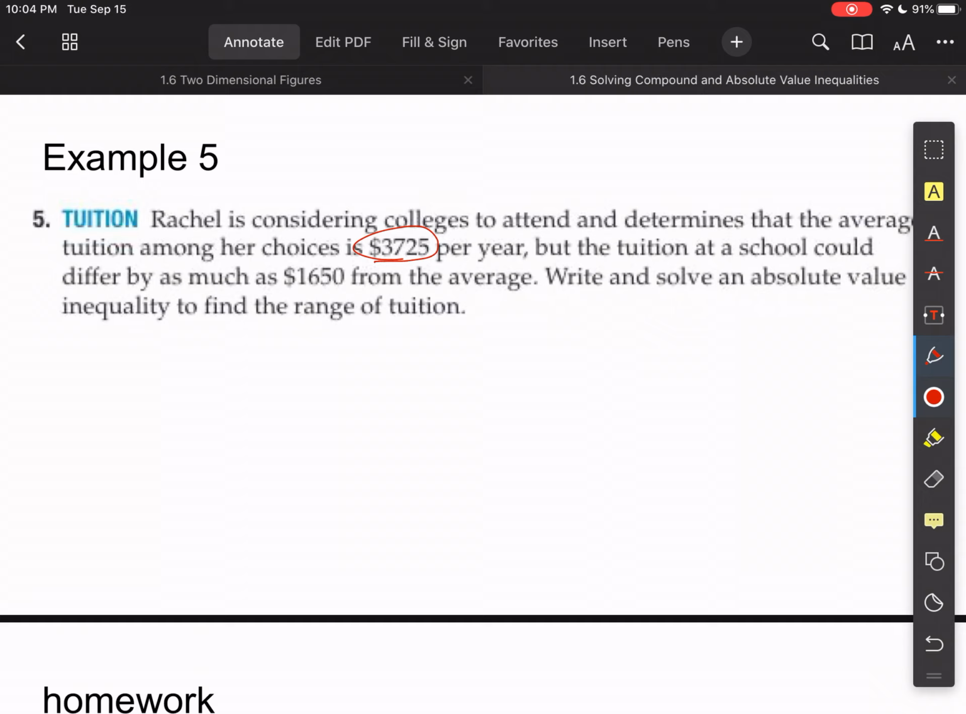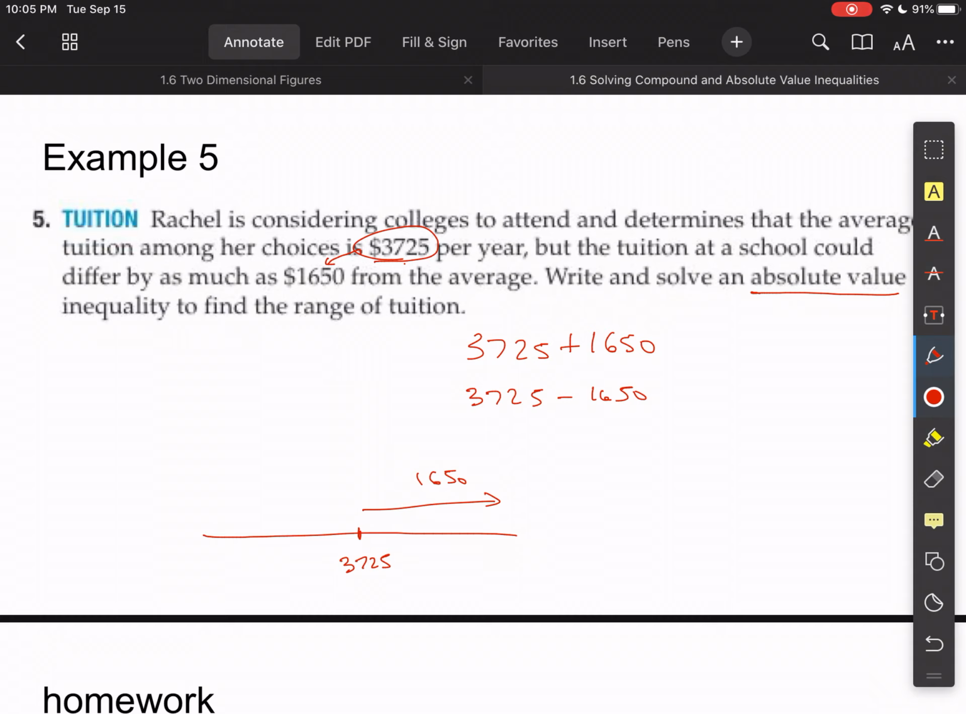Okay, so for this one, first of all, the easiest thing here is probably to figure out the graph and the answer to this before we even write. The hardest part of this will probably be to write the absolute value problem, because we can figure out the solution with common sense. If my average is 37.25, but it can vary by as much as 16.50, doesn't that mean we could have 37.25 plus 16.50, or we can go all the way down to 37.25 minus 16.50? So there's this range, right? The middle number is actually 37.25, and I can go this way 16.50, and I can go this way 16.50.